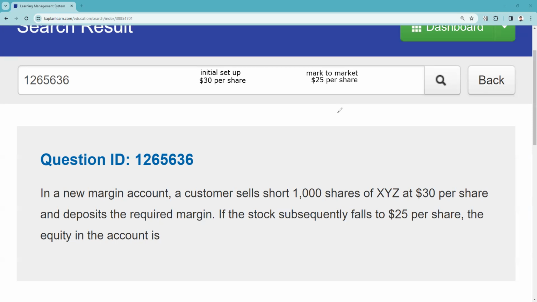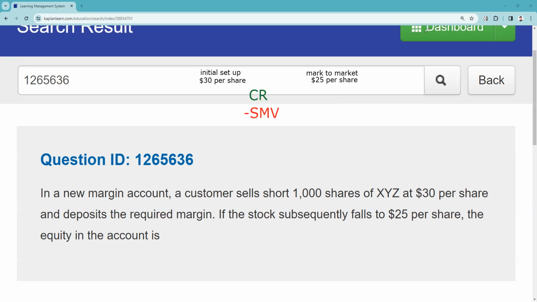In a new margin account, a customer sells short 8,000 of XYZ at 30 and deposits the required margin. If the stock subsequently falls to $25 per share, the equity in the account is... So what you typically do in these margin questions is what I call an initial setup, and then a mark to market to find out what the answer to the question is.